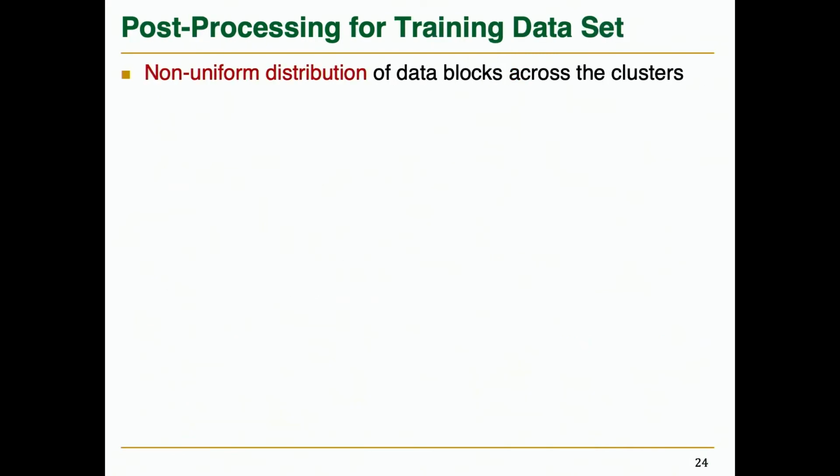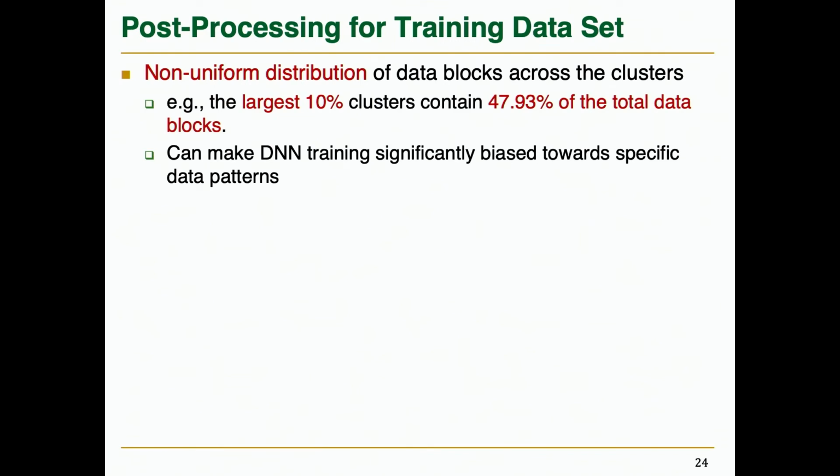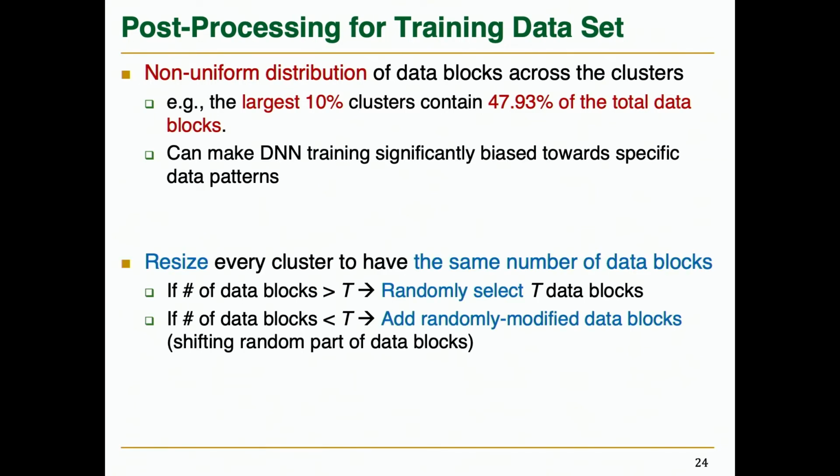The second problem we had is the non-uniform distribution of data blocks across the clusters. For example, after DK clustering, in our dataset, the largest 10% of clusters contain about 48% of total data blocks, which can make our DNN training significantly biased towards specific data patterns. To address this, we resize every cluster from DK clustering to have the same number of data blocks by either randomly selecting data blocks or adding randomly modified data blocks, depending on the number of blocks in the cluster.